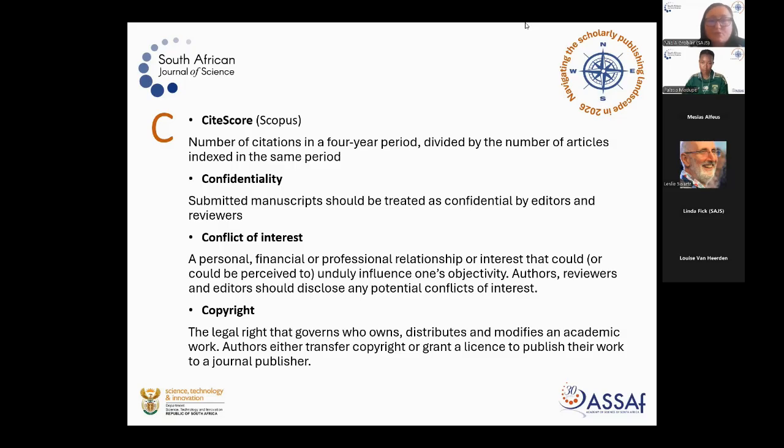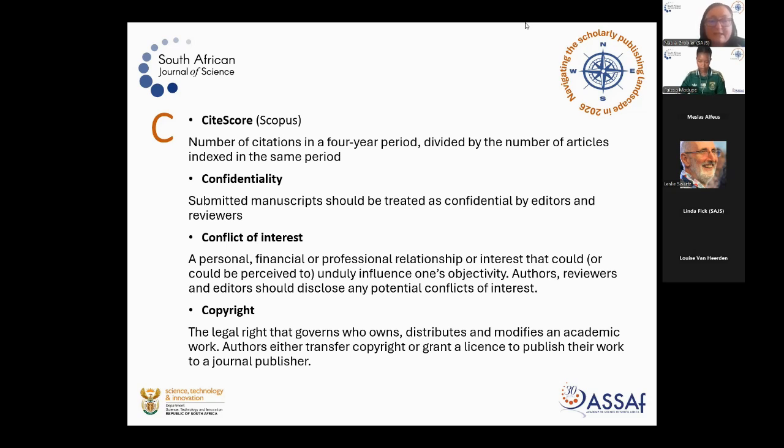Confidentiality. It's important to know that submitted manuscripts should be treated as confidential by editors and reviewers whilst they are under review. Conflict of interest is a personal, financial, or professional relationship or interest that could be perceived to unduly influence one's objectivity. Authors, reviewers, and editors could have potential conflicts of interest, and these should be disclosed before submitting or before peer reviewing.